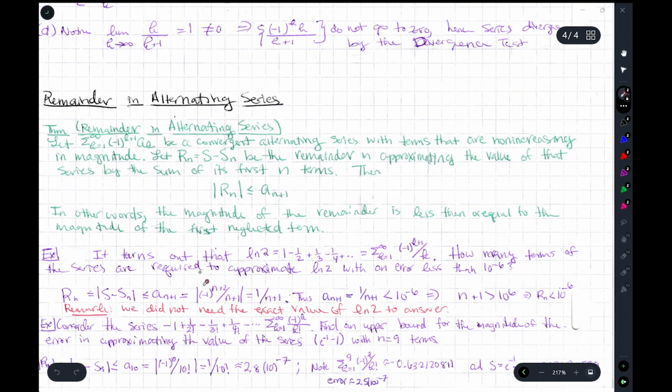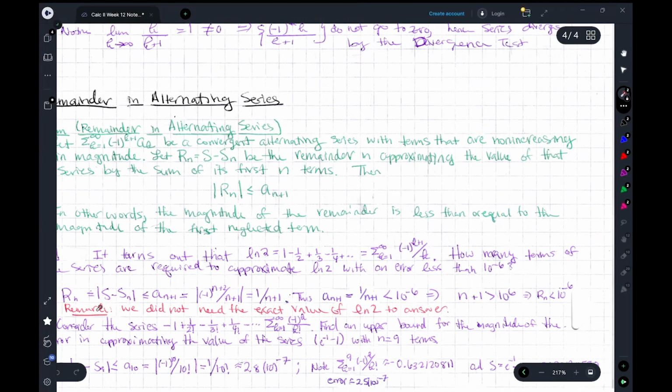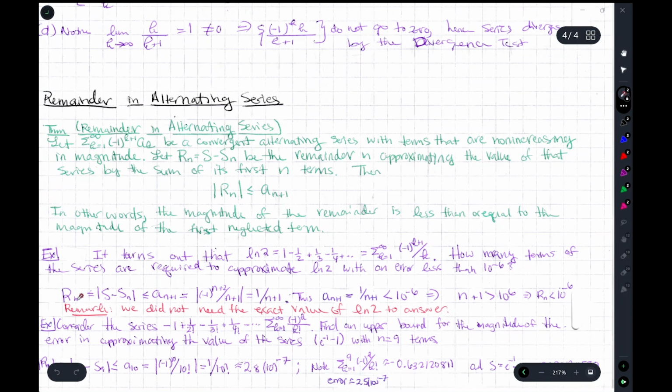Let's take a look at a concrete example. It turns out that natural log of 2 could be expressed with this alternating infinite series, okay? So it could be expressed this way. How many terms of the series are required to approximate natural log of 2 with an error less than 10 to the minus 6? Well, the remainder is basically the bound on the error, right?